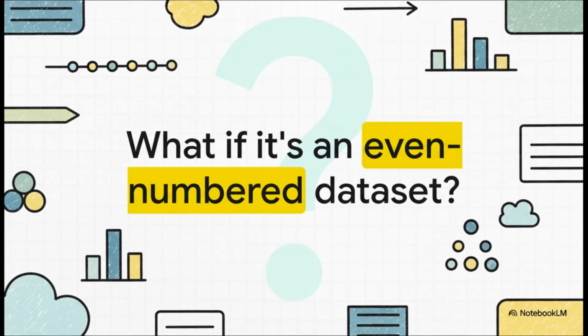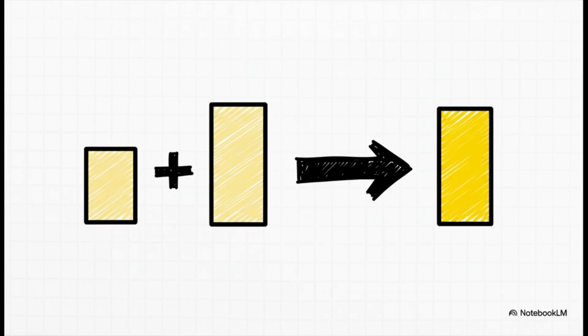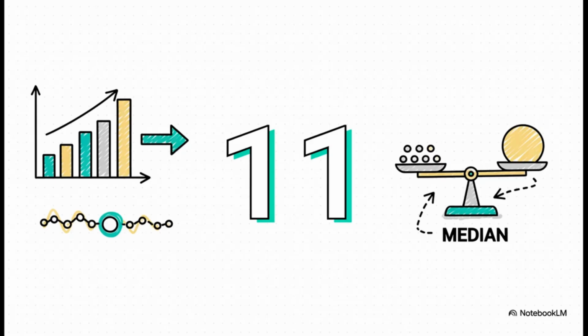Easy, right? But what if you have an even number of values? Then what's in the middle? In a case like this, you actually have two numbers in the middle, 10 and 12. So what do we do? Simple. We just find the average of those two. And there you have it. 11 is our median. That's the trick for even-numbered sets.